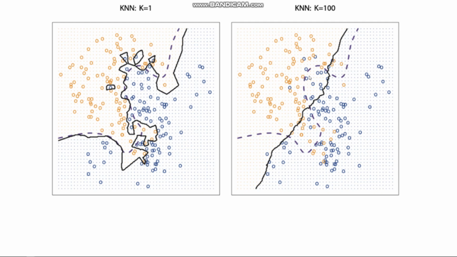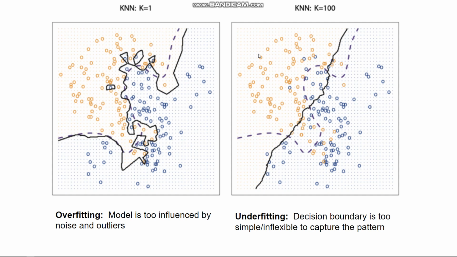So the best boundary is probably going to be somewhere between k equals 1 and k equals 100. These two pictures illustrate the two most important ways that your machine learning models can go wrong. One is overfitting and one is underfitting. Neural networks especially are very, very prone to overfitting, at least the way that most people end up training them.